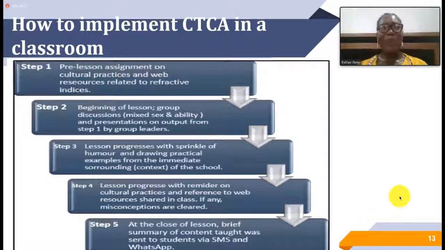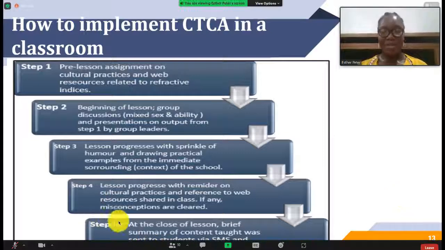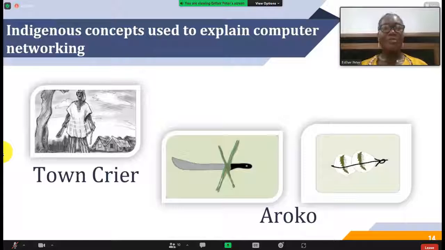Then, whenever there are any misconceptions, the teacher clears them. And the last step is that at the close of the lesson, a brief summary of the content taught was sent to the students via WhatsApp. These are the indigenous concepts used to explain computer networking.